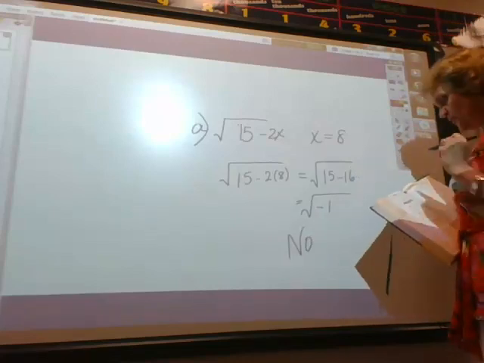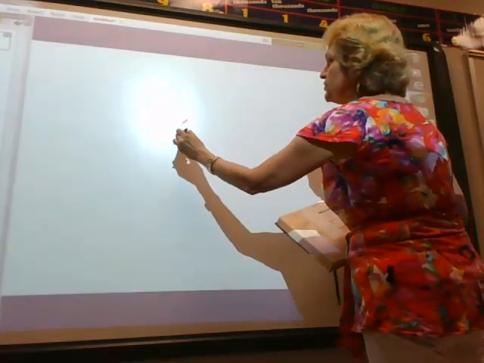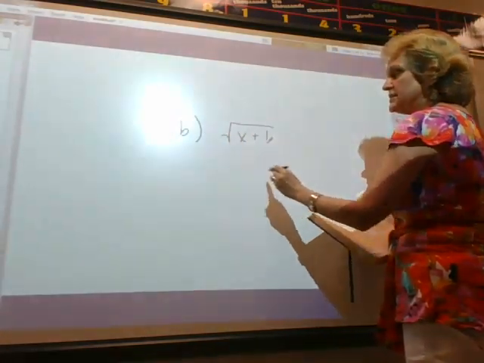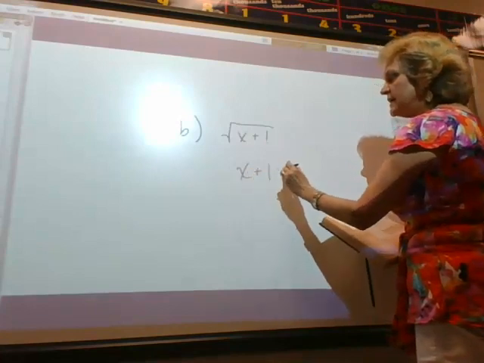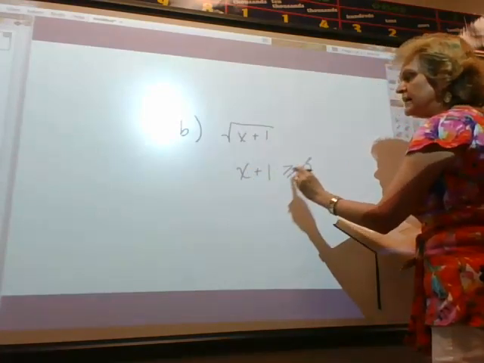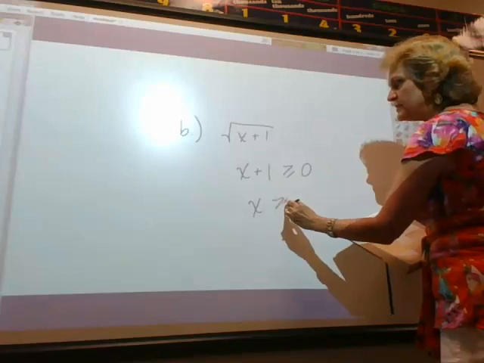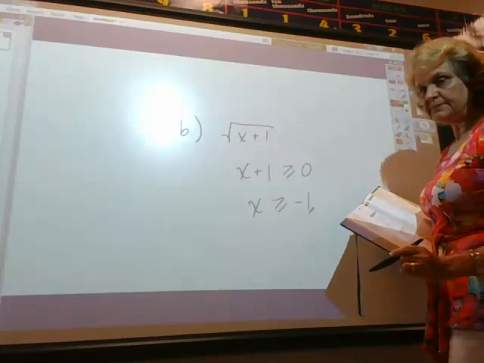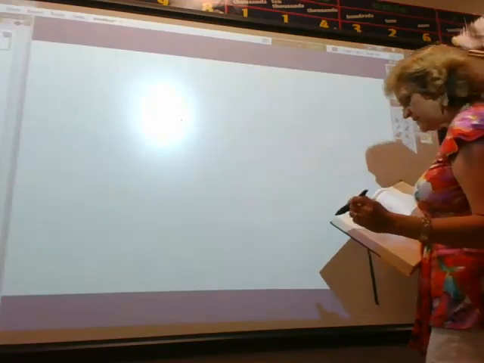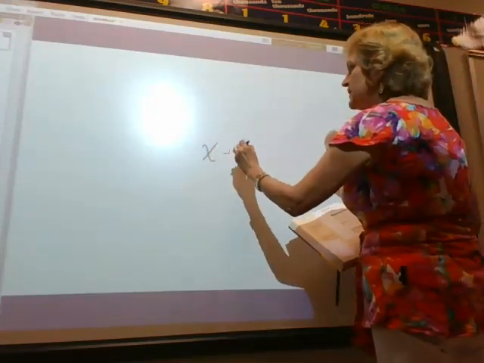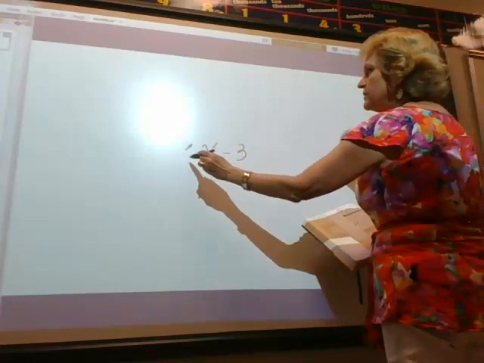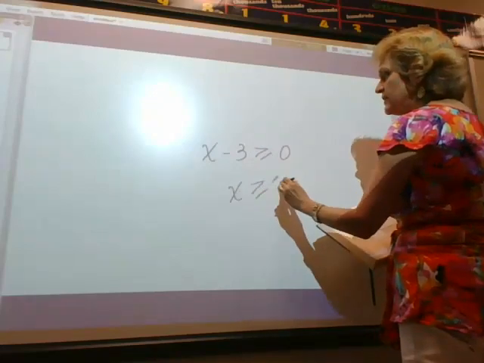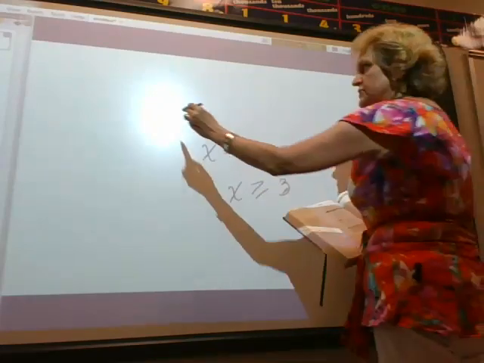All right, for try this B, I'm determining what values make this real. So I say x plus 1, I set that equal to 0. I'm going to take away 1 from both sides, and I get x greater than or equal to negative 1. Okay, for try this C, I would have x minus 3 under the radical, so x minus 3 is greater than or equal to 0. X is greater than or equal to 3. Okay, that was try this C.